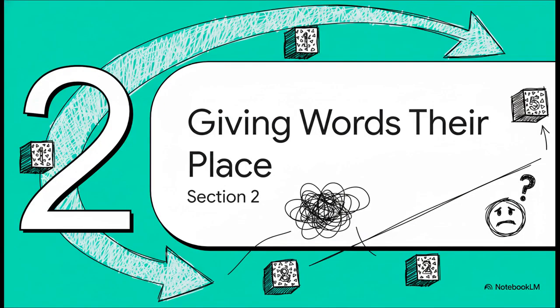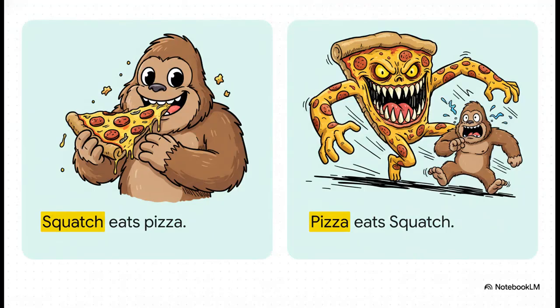So, now we've got numbers for all our words. Great. But this actually creates a huge problem. The meaning of a sentence depends almost entirely on word order. And right now, our AI has no idea what that is. Just how critical is this? Well, take a look. And yeah, this illustrates the point perfectly, doesn't it?